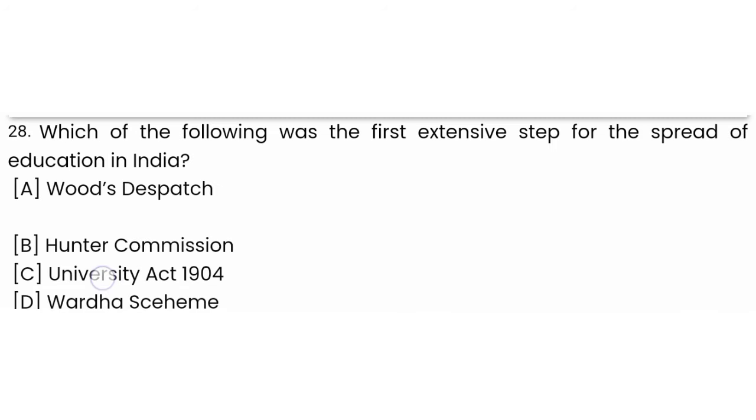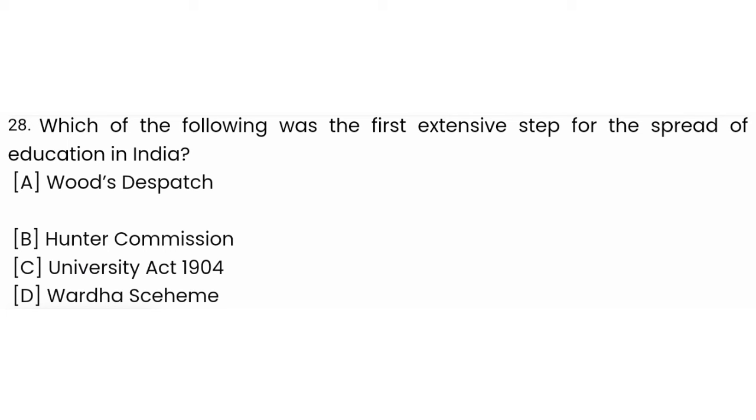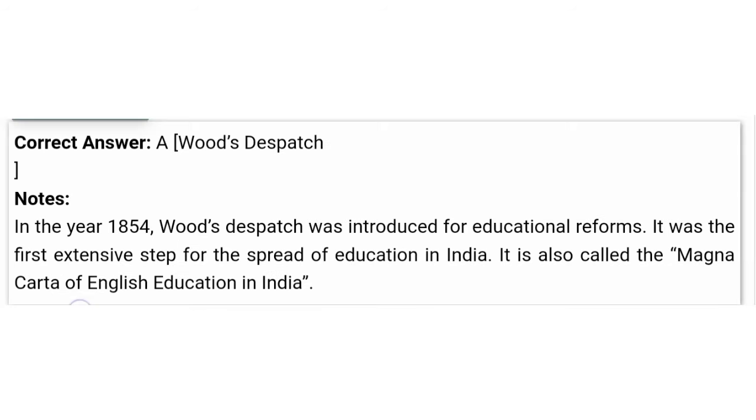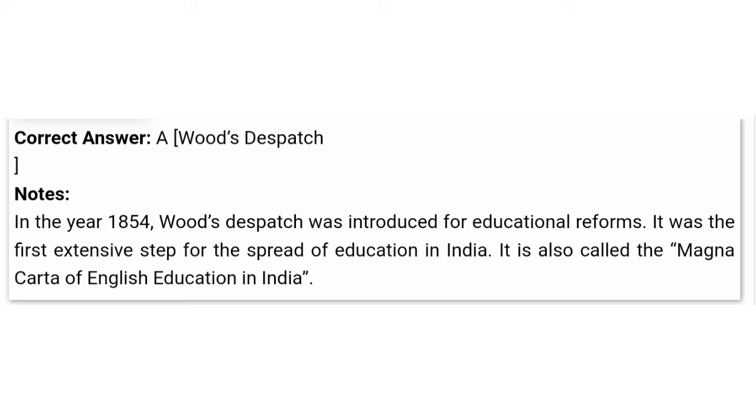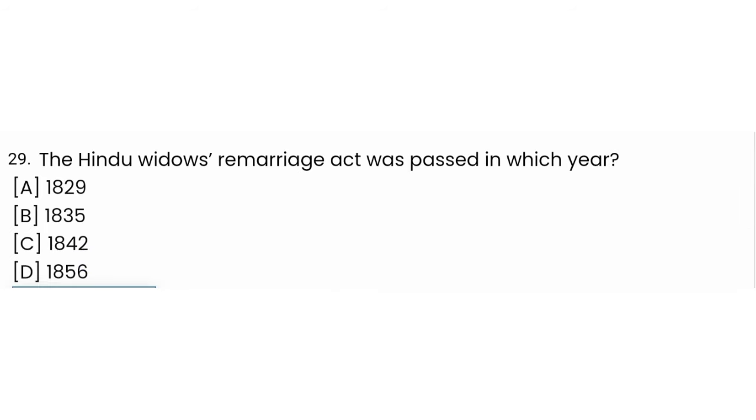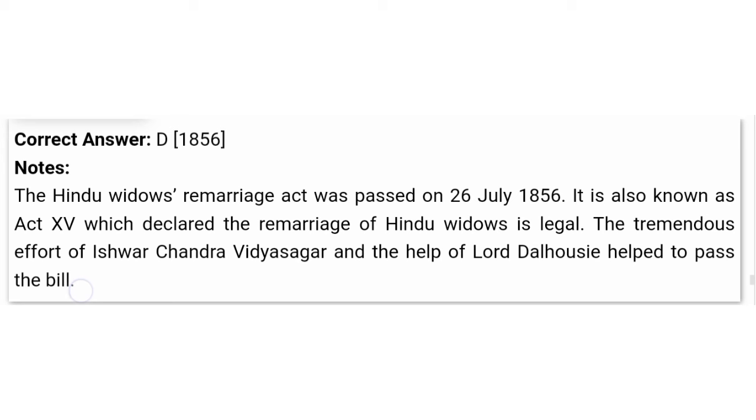Next question we have. Which of the following was the first extensive step for the spread of education in India? And the correct answer is option A, Wood's Despatch. Next question. The Hindu Widow Remarriage Act was passed in which year? The correct answer is option number D, 1856.